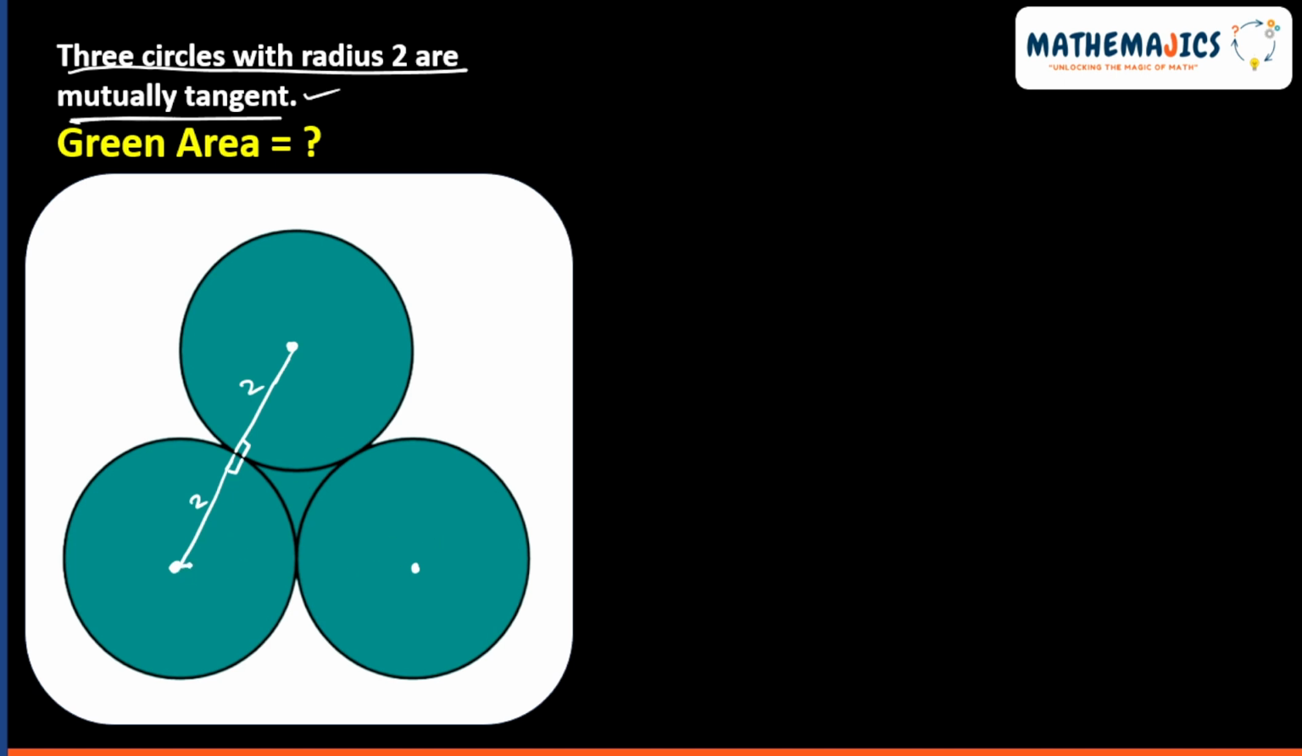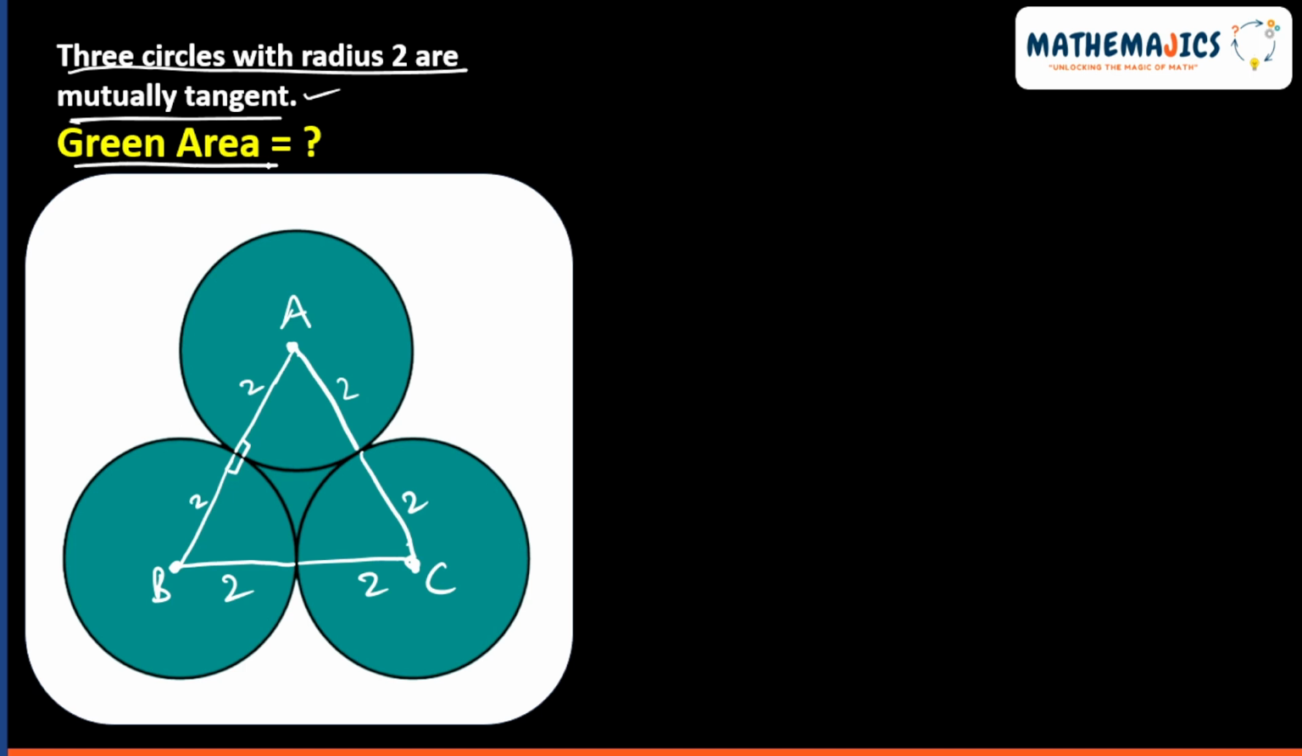Similarly, if I join this center and this center, this will also be a straight line with radius 2 each. Similarly, we will join these two centers again with radius 2 each. If you look carefully, this becomes an equilateral triangle. Let me name this equilateral triangle A, B and C. Correct? Now, what do we need to find out?